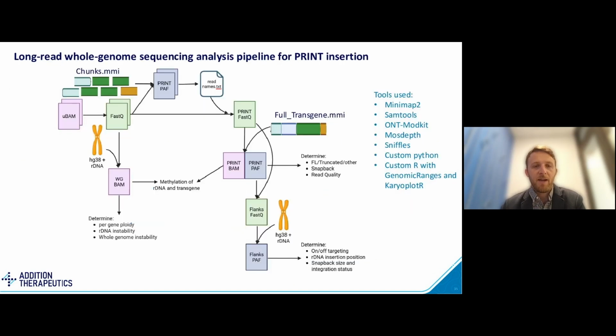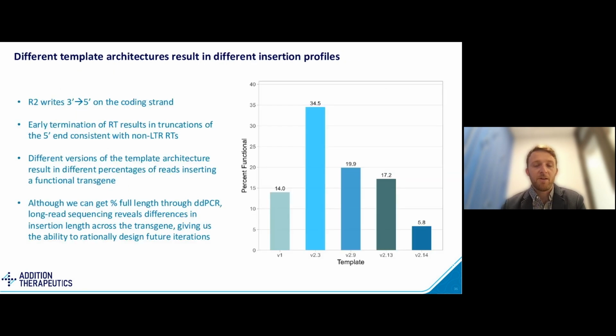And so now that we have all of the kinks worked out of our pipeline, here's what it ends up looking like. I showed you the transgene alignment earlier, but then we can use that information to get the flanking sequences as a FASTQ and align that against our modified HG38 to determine our on and off target mapping. We also take this same modified HG38 reference to do whole genome mapping of our raw FASTQ to look at things like methylation, ploidy, instability, etc. And all of the tools that I've used are here on the right. And so now I can show you some actual data.